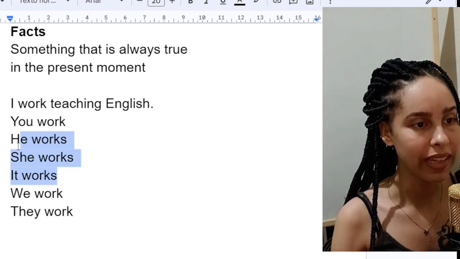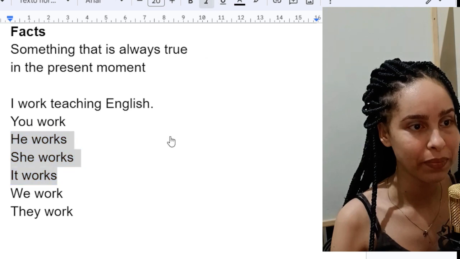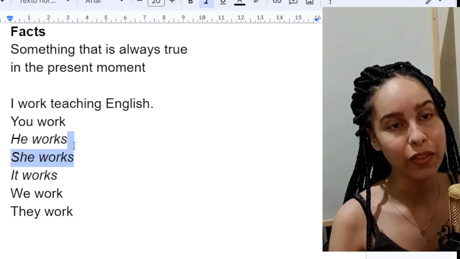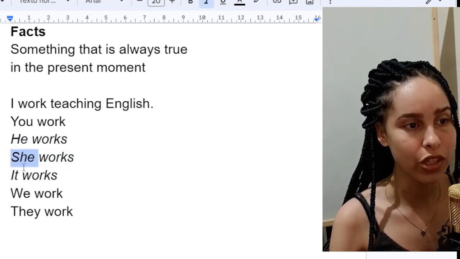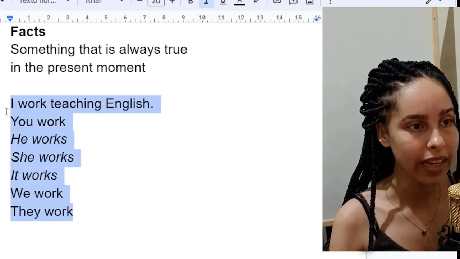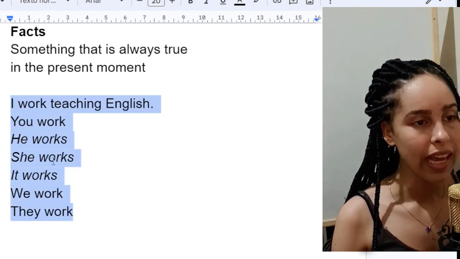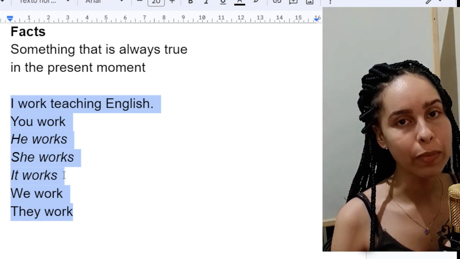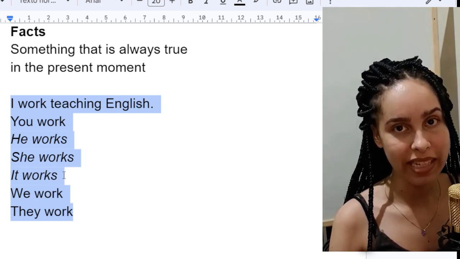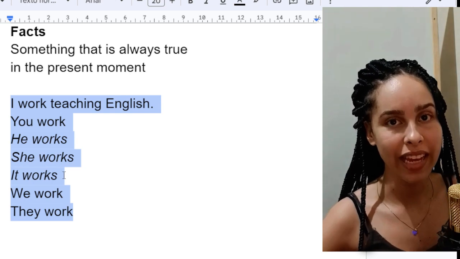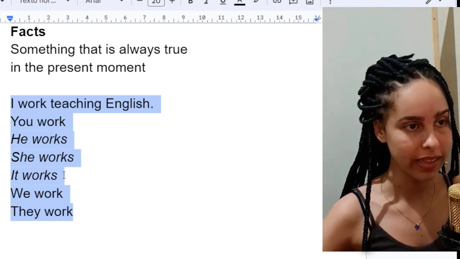Remember to put the S in the end of the verbs when talking about he, she, or it. Okay, that's the third person. And these are the affirmative sentences. How do we do the negative sentences? How do we do this?